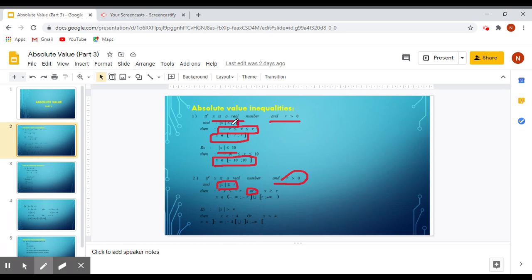So this is the rule. For absolute value of x less than or equal to r, then x is between minus r and r. If it is bigger or equal, then x is bigger than or equal to r, or less than or equal to minus r. Example, absolute value of x is bigger than 4, so x is less than minus 4, or x is bigger than 4. Since it is strictly bigger, the intervals are open at 4.